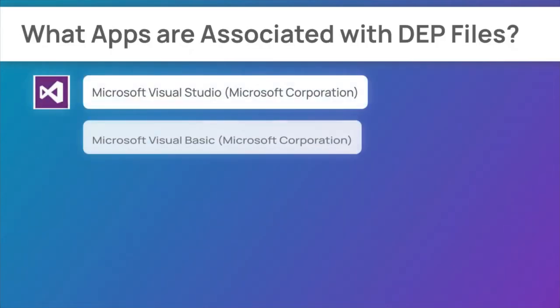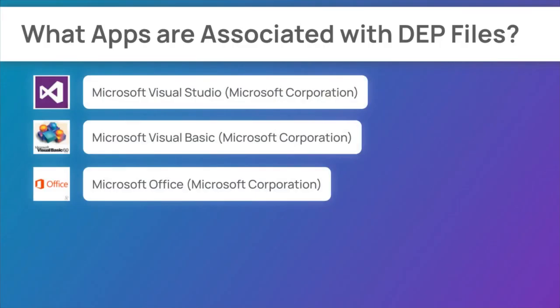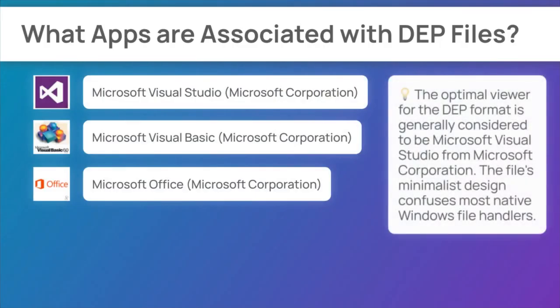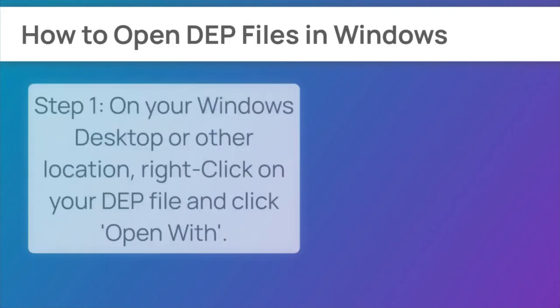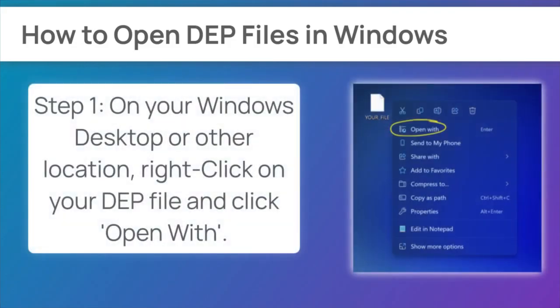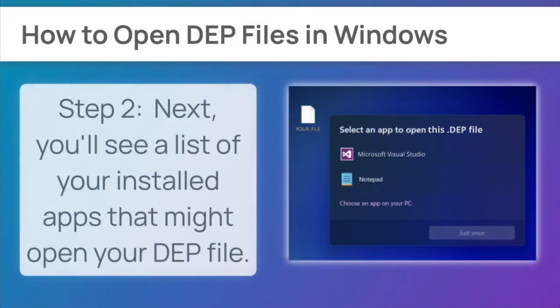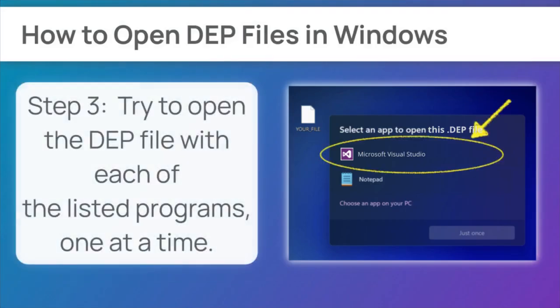Microsoft Visual Studio is the standard set by Microsoft Corporation for accessing the DEP format. Windows provides limited insight into this file, showing only basic attributes. Begin the search for the correct application association. Right-click the DEP file and choose Open With. Use Microsoft Visual Studio first. If it's absent, select another program. This test sequence is necessary for all stubborn DEP files.